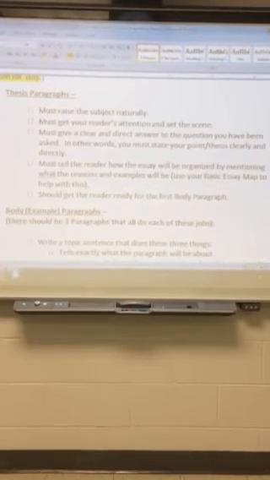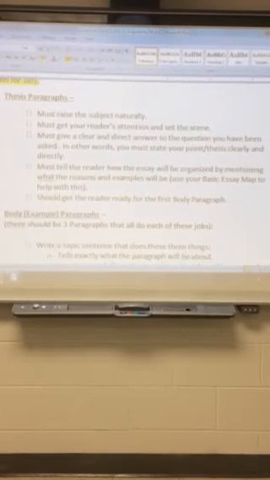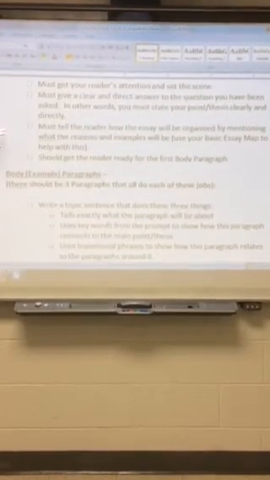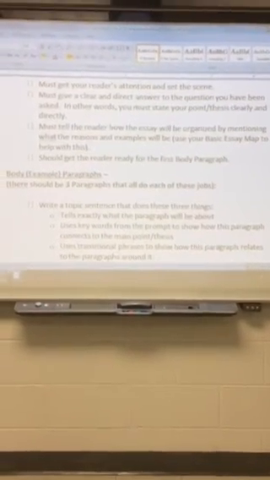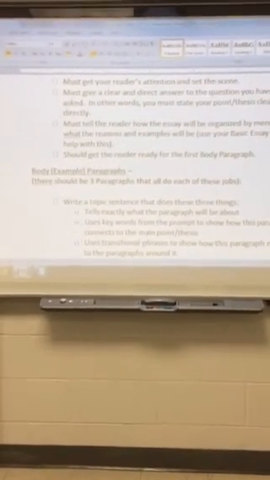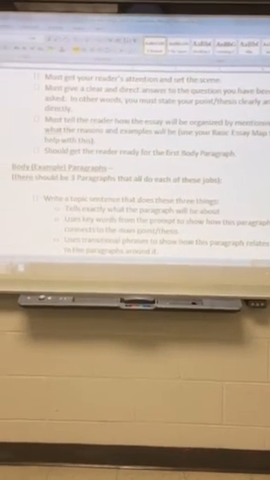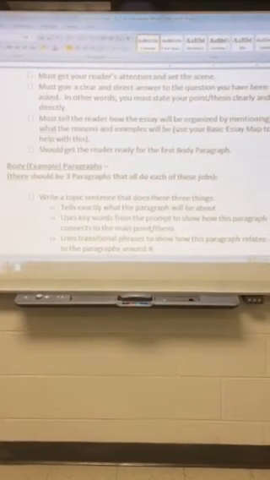It doesn't mean you have to totally change your topic, but you need to think backwards and reflect, okay? You have to tell the reader how the essay will be organized by mentioning what the reasons and examples will be, what you're going to use. If you're going to tell us a story, maybe foreshadow what the parts of that story are, okay?